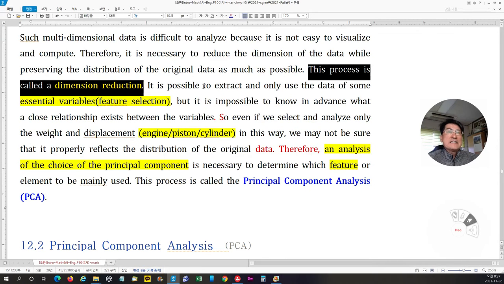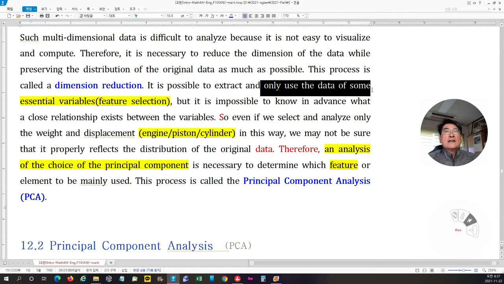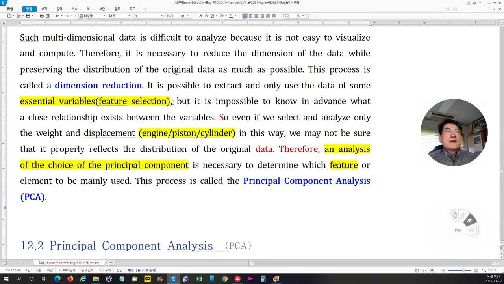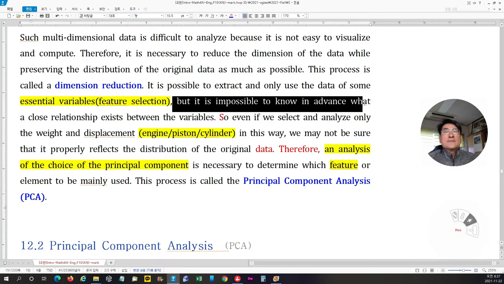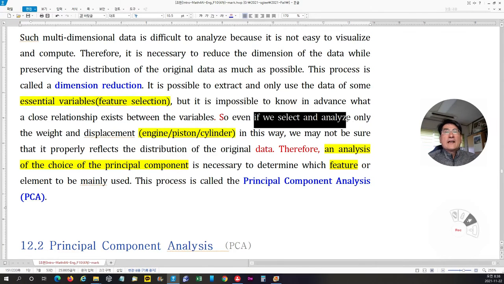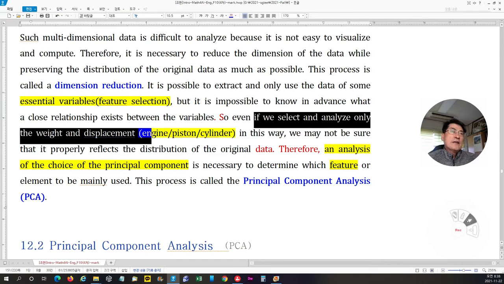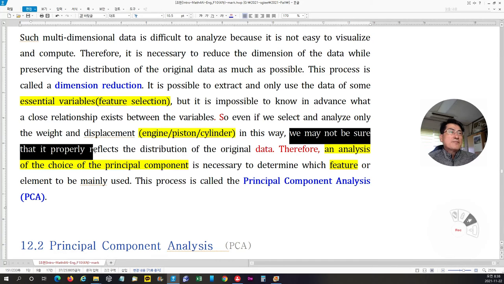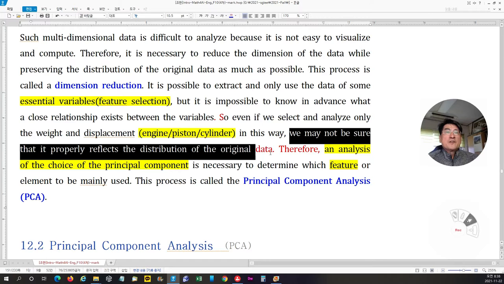It is possible to extract and only use the data of some essential variables. It is called feature selection, but it is impossible to know in advance what close relationship exists between variables. So even if we select and analyze only two features, such as weight and the number of cylinders, we may not be sure that it properly reflects the distribution of the original data.